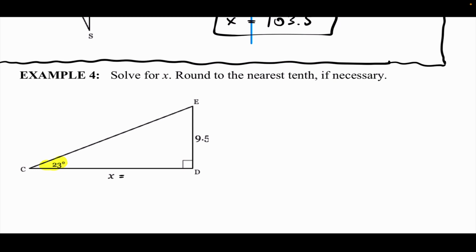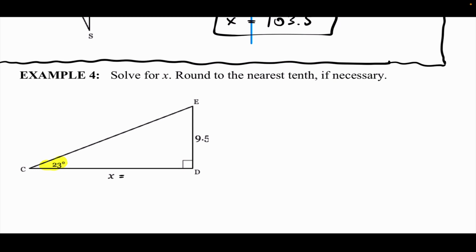So which one am I going to use? Which one of these guys am I going to use? What do I know? Do I know hypotenuse? Do I know adjacent? Do I know opposite? What do I know from the angle? Opposite. I know opposite, and I need to find adjacent, right? I know opposite's 9.5, and I know adjacent is x. Well, the one over here that has opposite and adjacent are these two guys.